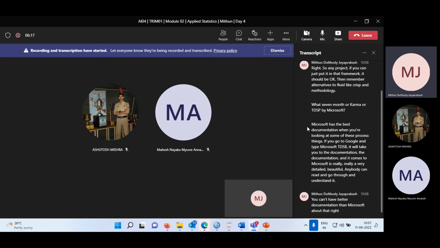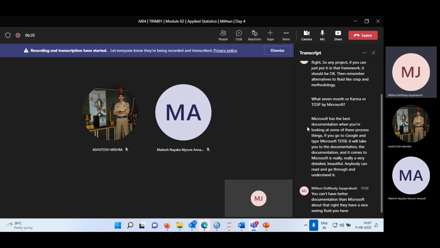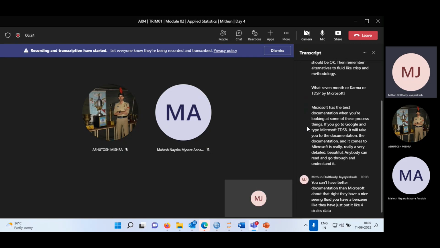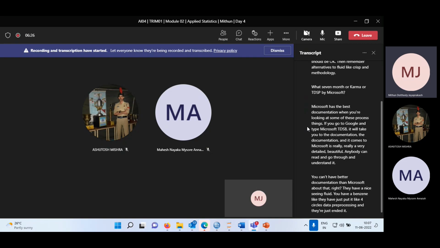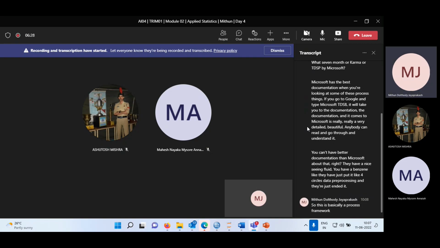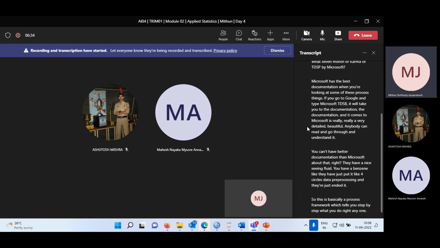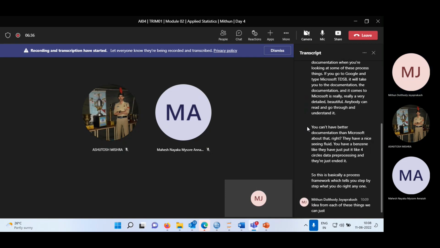In Fluid, you have a benzene ring. They have just put it like 4 circles, data pre-processing, and they've just ended it. Right, so this is basically a process framework, which tells you step by step what you do, right? Any one idea from each of these things, if you can just highlight.